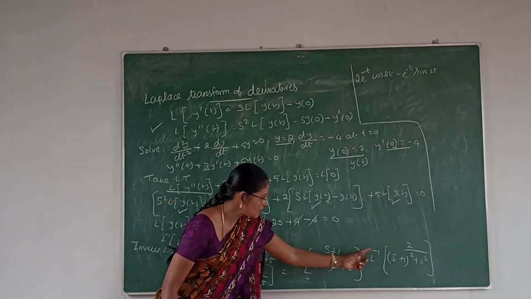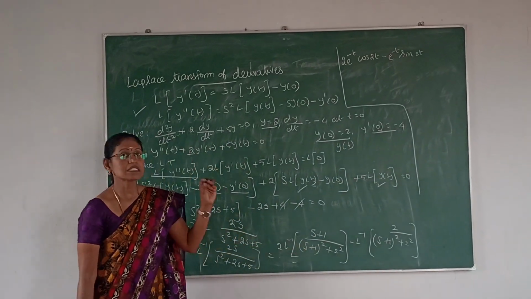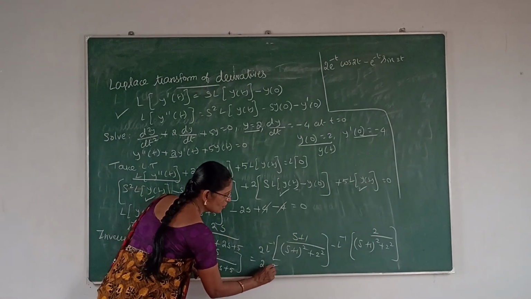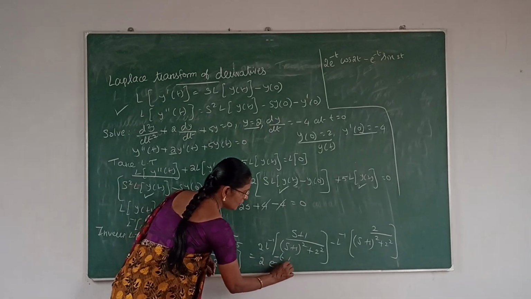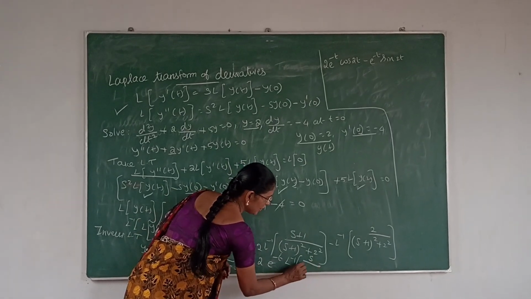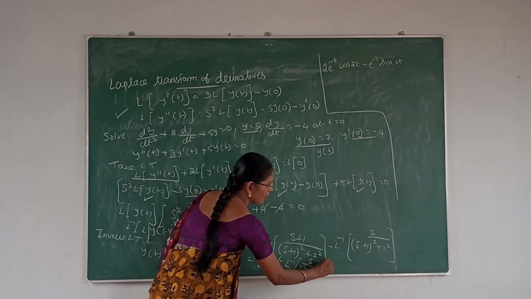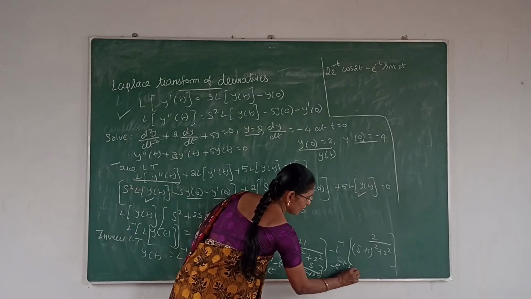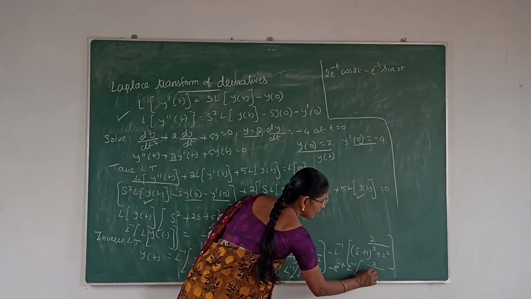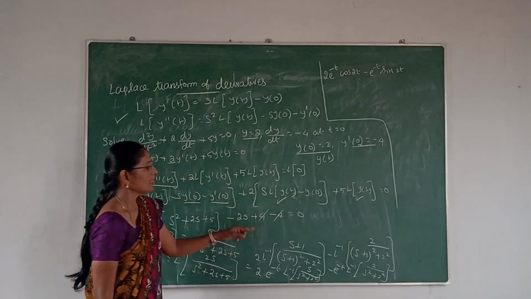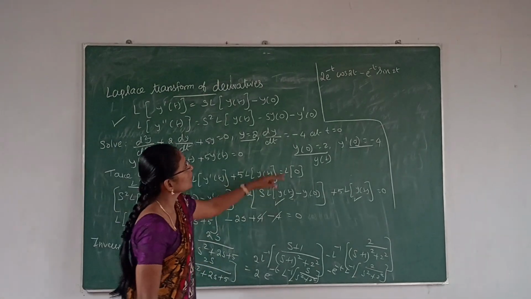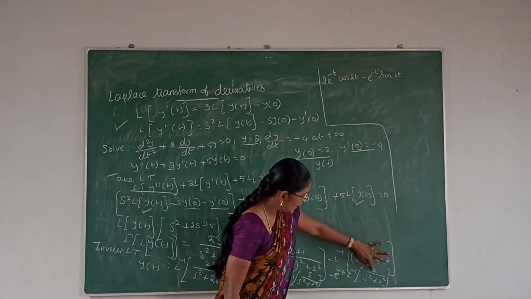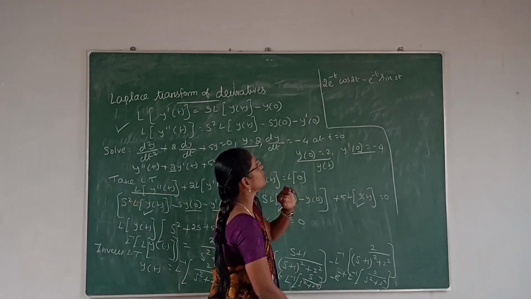Now separately we will write these two terms by applying the shifting property. Wherever you have s plus 1, we write it as 2 e power minus t into L inverse of s by s square plus 2 square, minus e power minus t L inverse of 2 by s square plus 2 square. Now L inverse of s by s square plus 2 square is cos 2t, and L inverse of 2 by s square plus 2 square is sin 2t.